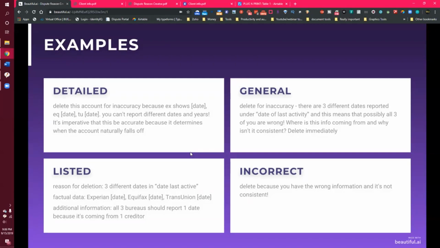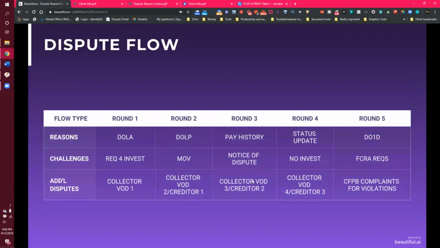Now, the incorrect way to do this is to say "delete because you have the wrong information and it's not consistent." So what I did was put this as a chart. Now we're going a little bit further. We're looking at reasons, challenges, and additional disputes. We're looking at the dispute flow now with your dispute reasons. This means we're looking at what you can do in addition to using just reasons.